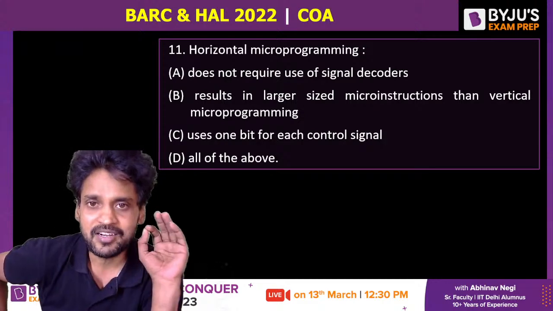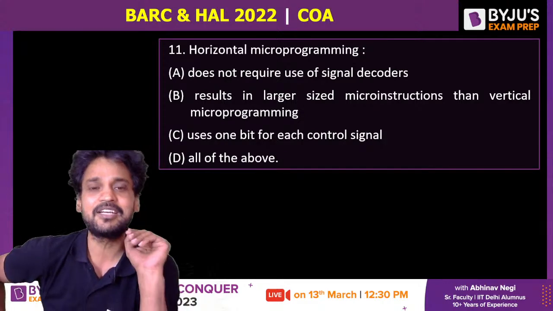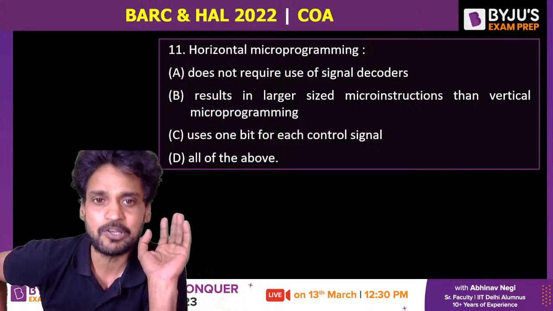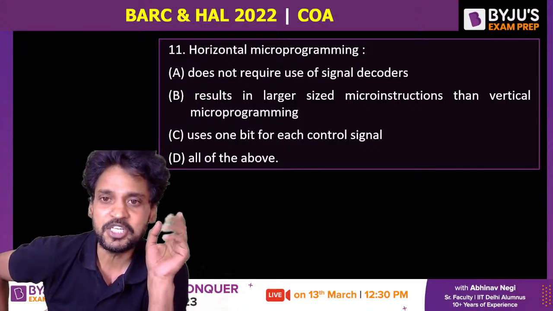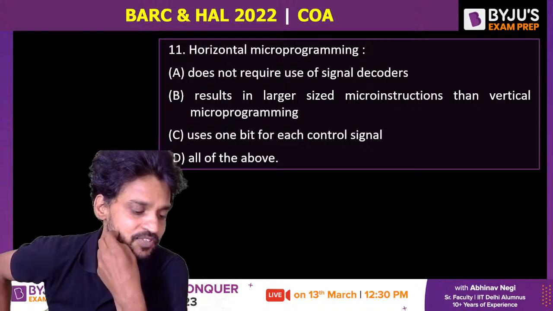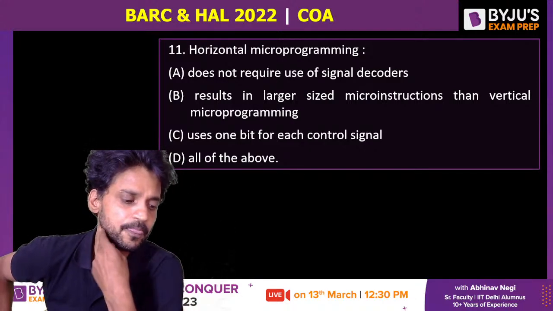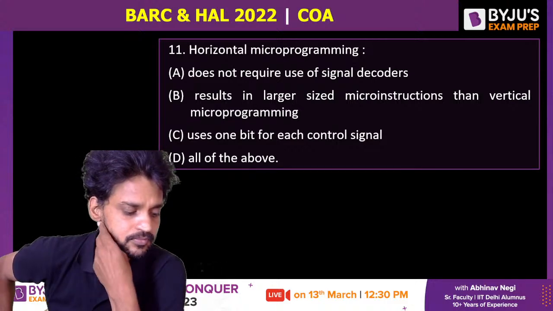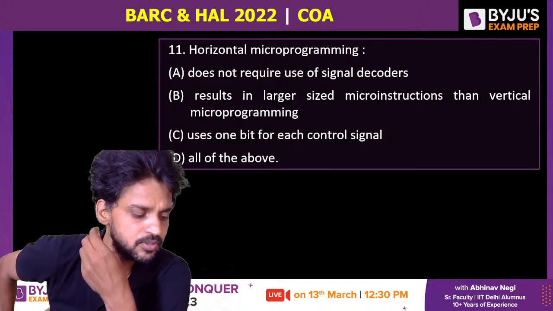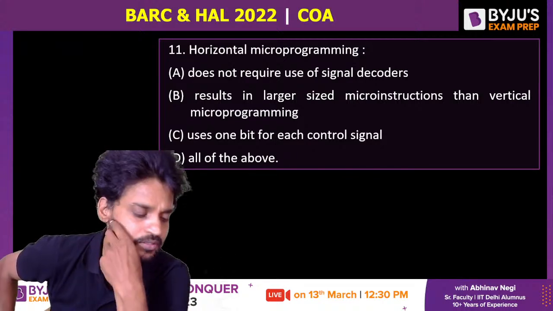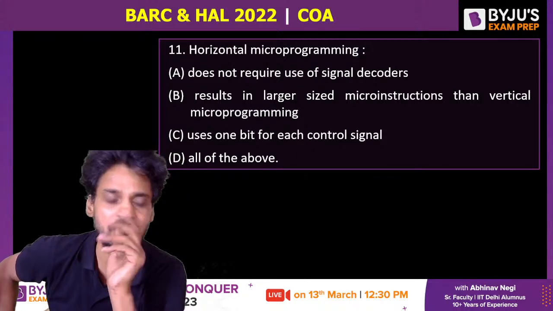Horizontal microprogramming does not require the use of signal decoders. It results in a larger sized micro instruction than vertical microprogramming. It uses 1 bit for each control signal. All of the above. What is the answer for this? Anu? Arnab? Krishna? Hey Krishna, tell me what is the answer? Any idea what horizontal microprogramming is?